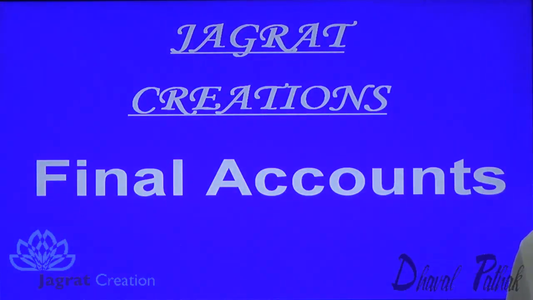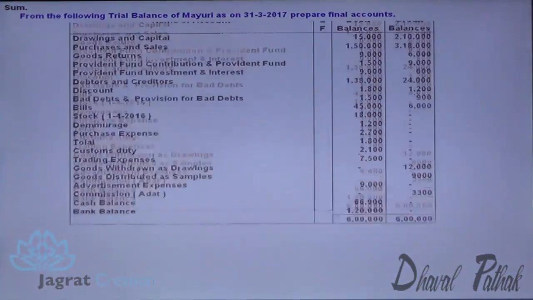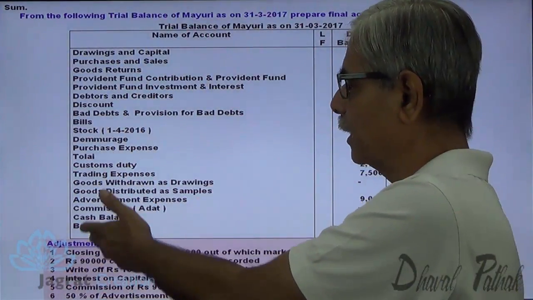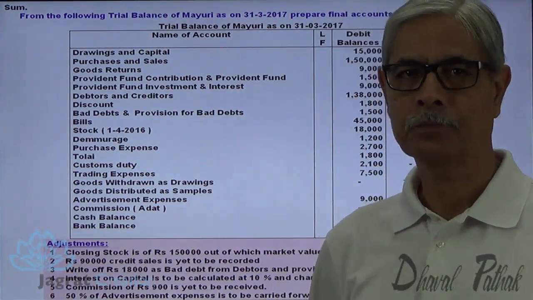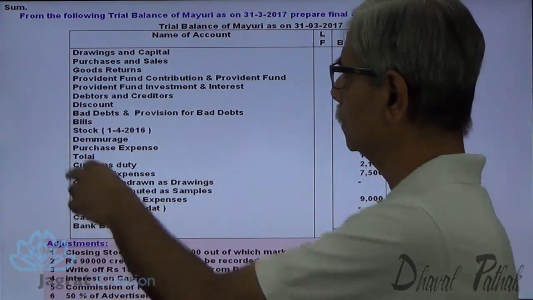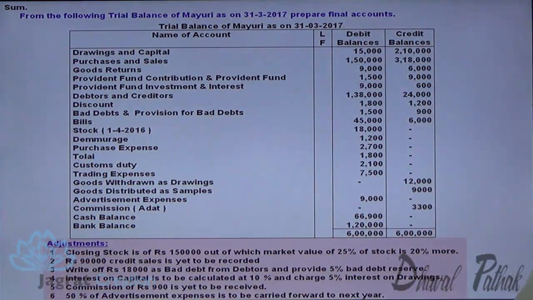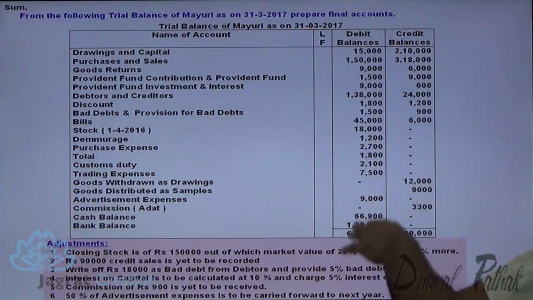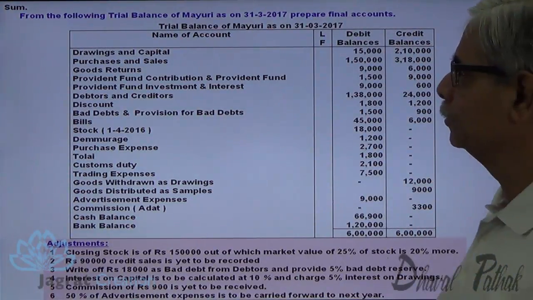Just observe the sum that I intend to solve here before you. This is the trial balance, these are the adjustments. From the following trial balance of Mayuri as on 31/3/2017, prepare final accounts. Here you are given debit balances and credit balances.